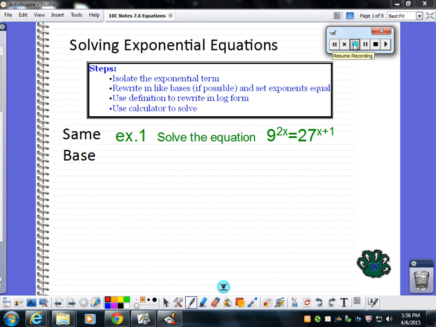These are notes 10C, solving exponential equations. You will be taking these notes on your own paper. All right, take a moment and write down the following steps for solving exponential equations.